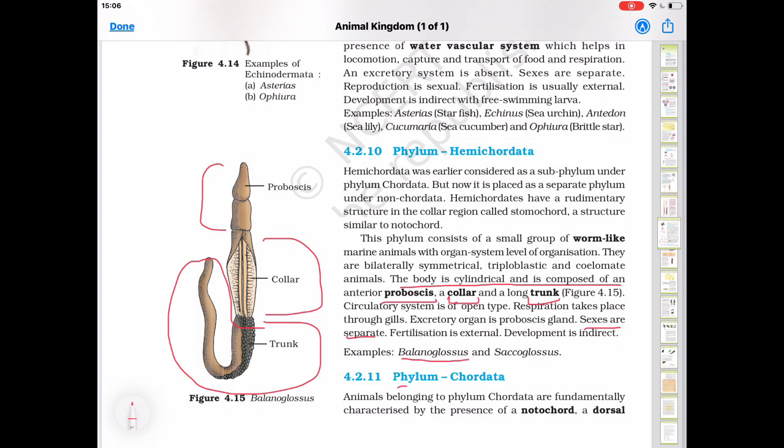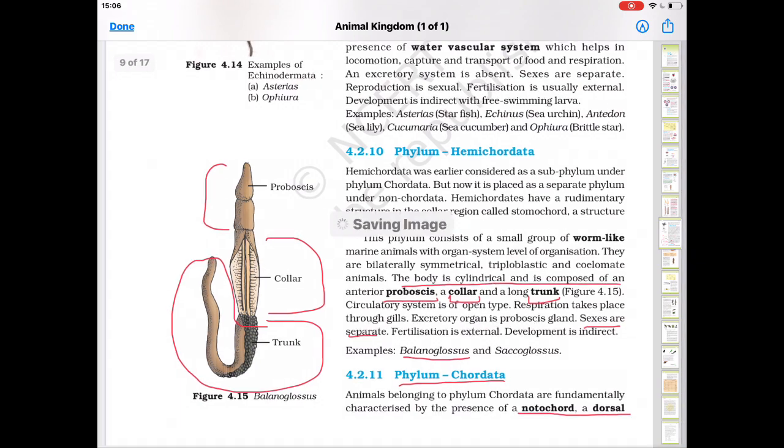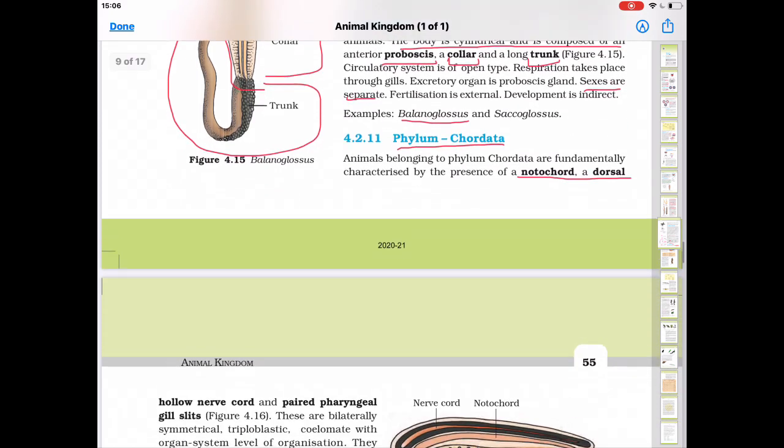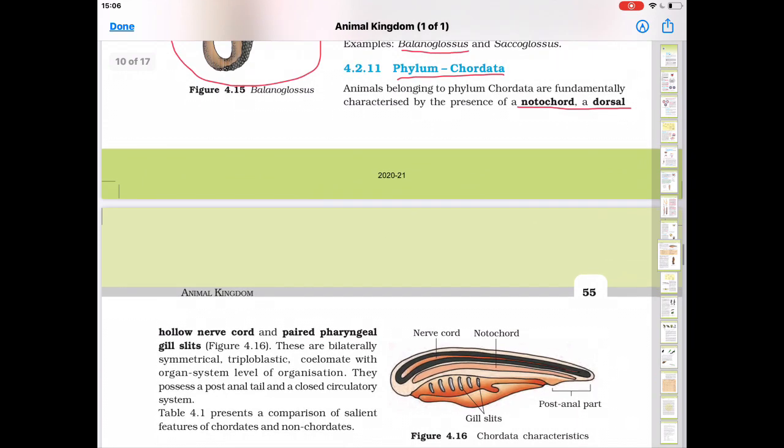Next is phylum Chordata. Animals belonging to phylum Chordata are fundamentally characterized by the presence of notochord, hollow nerve cord, and paired pharyngeal gill slits. These are the main characters present in phylum Chordata. That is, they have notochord, a dorsal, meaning above side, nerve cord, that is mainly the spinal cord, and paired pharyngeal gill slits.